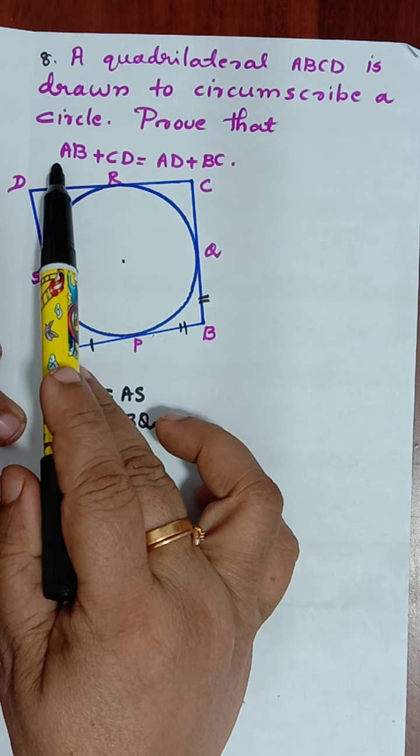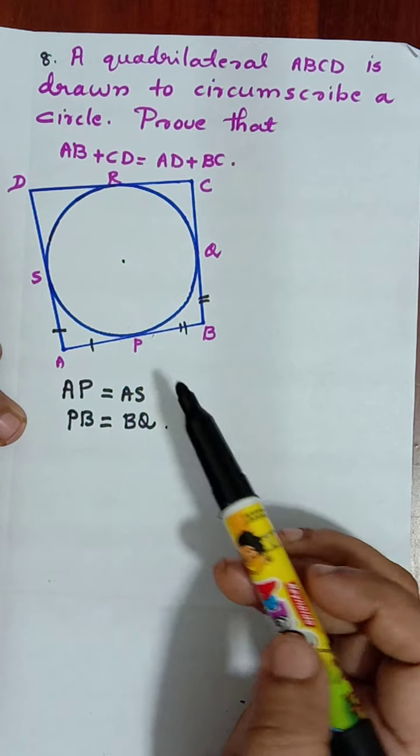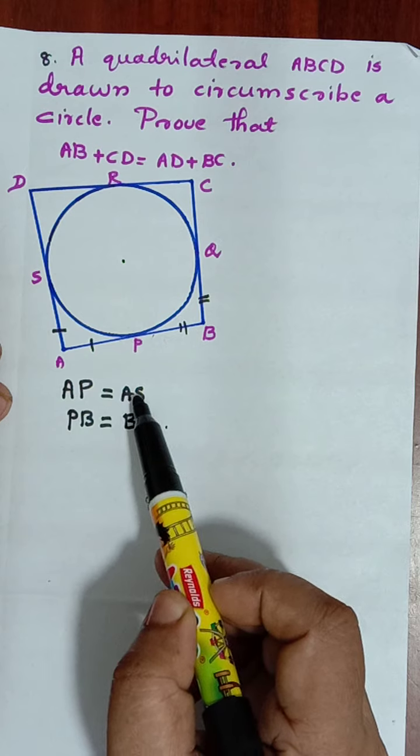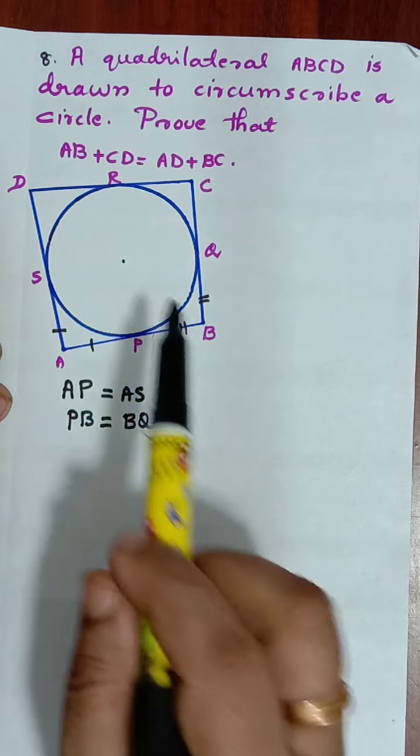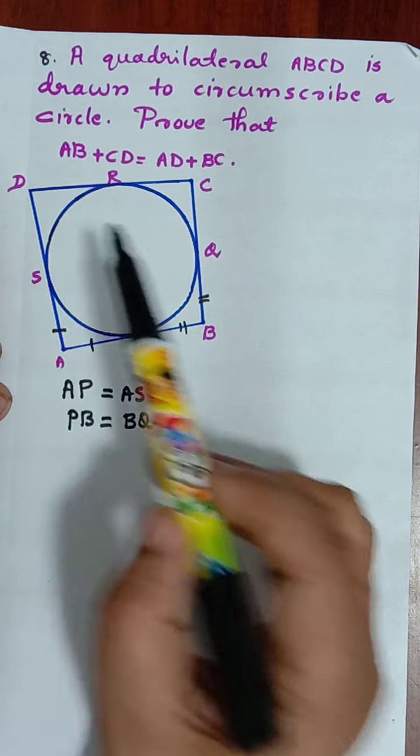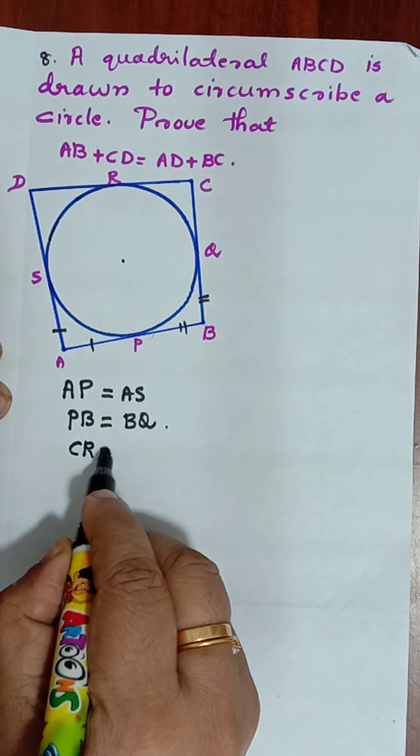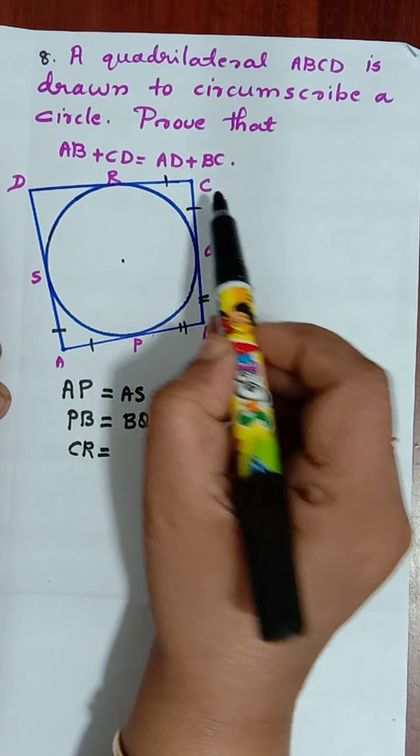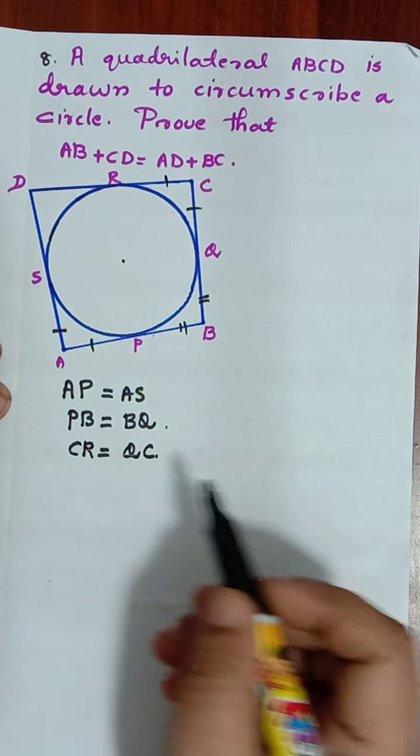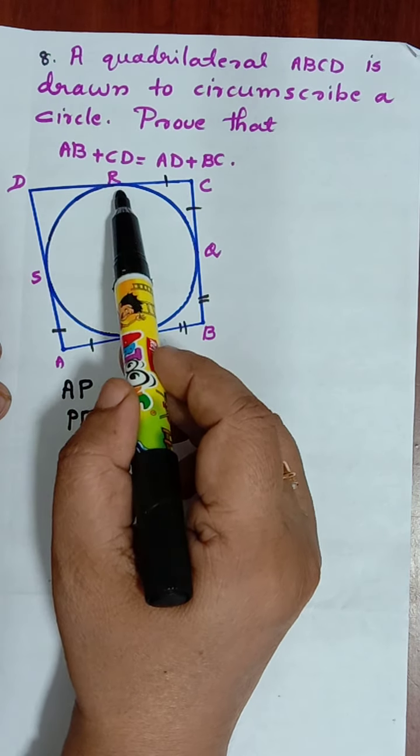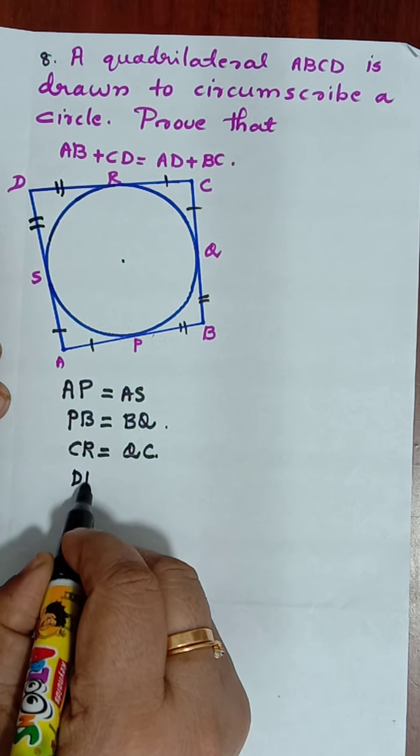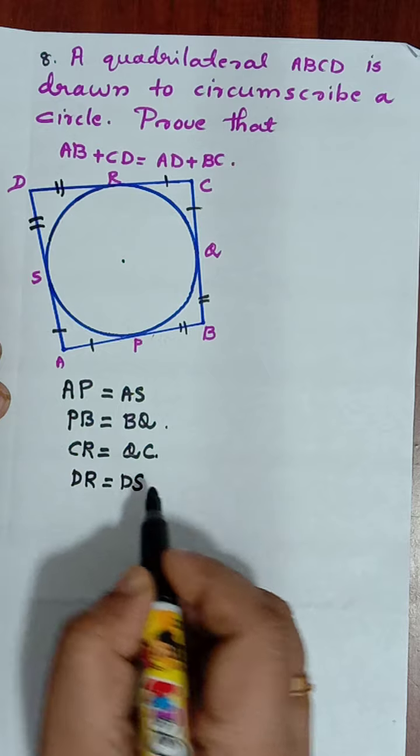On the left hand side we have AB plus CD. So AB's parts I will check first: AP and PB. Here I found AP, and I found PB. Next let us find CD's parts. What are CD's parts? CR plus DR. So let us take CR now. What is CR equal to? Isn't it CR equal to CQ? Similarly, isn't DR equal to DS? DR equals DS, we can say.